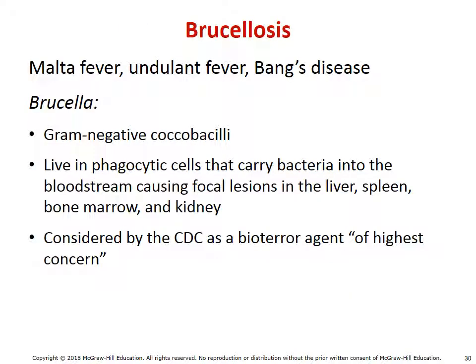So let's start off with brucellosis. Brucellosis, also known as Bang's disease, is caused by a bacteria known as Brucella. This is a gram-negative coccobacilli that often loves to live in phagocytes. Again, this thing can prevent fusion between the lysosome and the phagosome, and the result is they reproduce actively in the phagocyte. This is considered to be a bioterrorism agent because of their ability to evade phagocytosis.